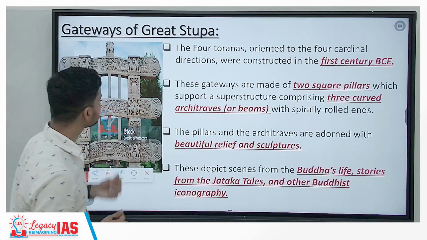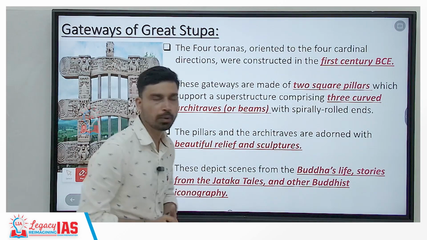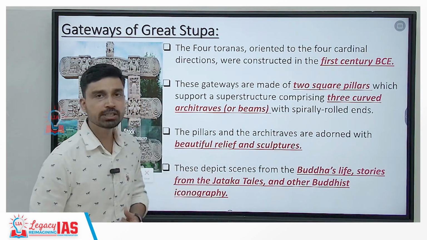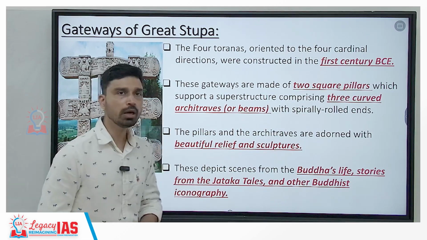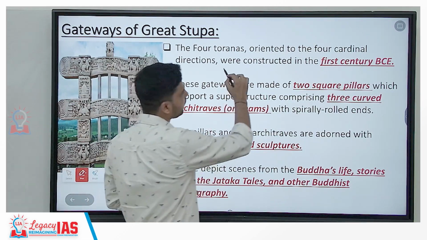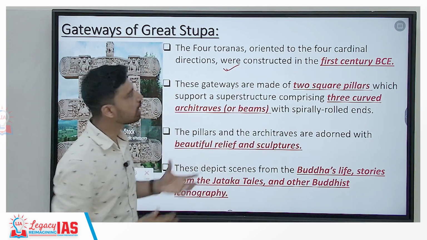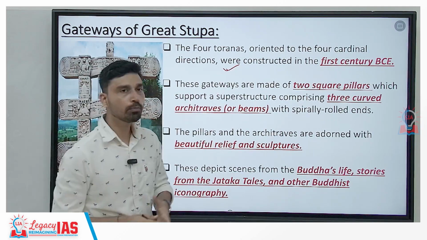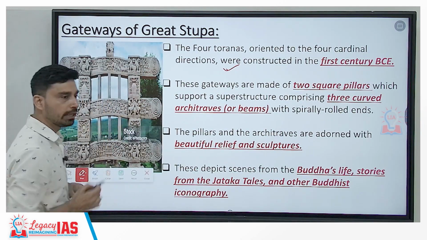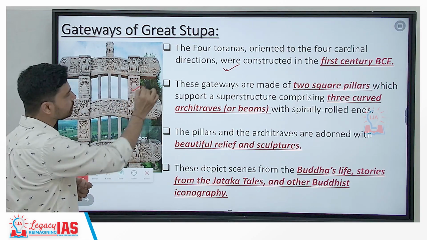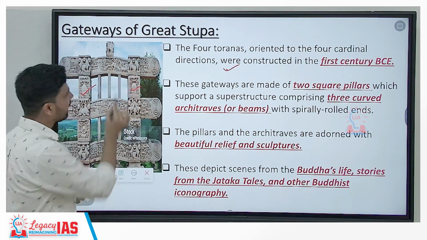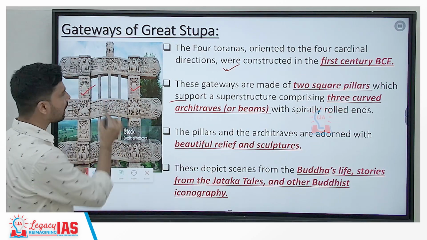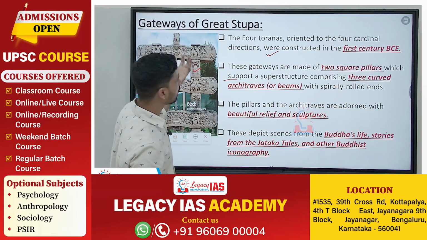Now, let us try to understand the gateway of the Great Stupa. If you look at the Sanchi Stupa, it is surrounded by 4 main gates, which are also called Toran Dwar, in the 4 cardinal directions, and these 4 Toran Dwars were constructed in the 1st century BC. These gateways, as we can see from this picture, are made up of 2 pillars, a first pillar and a second pillar, and above these pillars are 3 curved architraves, which we can also call beams.